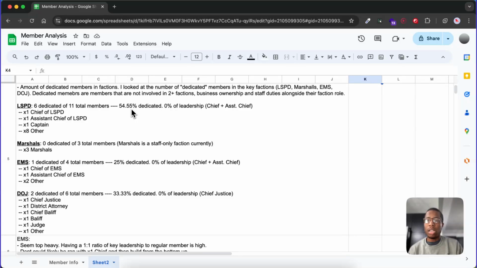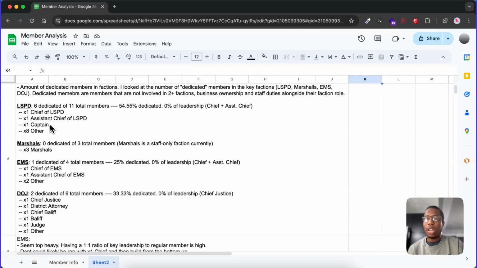is only assigned to that faction. So that individual is only assigned to the LSPD, which means they're not a part of other factions. They're not a part of the marshals, EMS, DOJ, and they're not a business owner. So they don't have any conflicting, and they're not part of staff. So they don't have any other conflicting duties that might interfere with their role, whatever it is, in that one specific faction. Those are what I'm calling dedicated members.